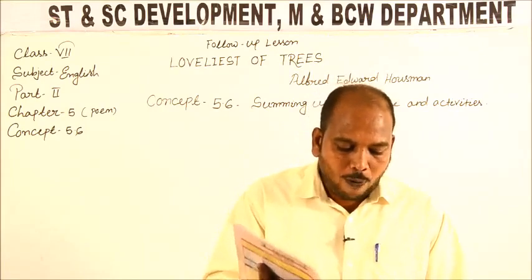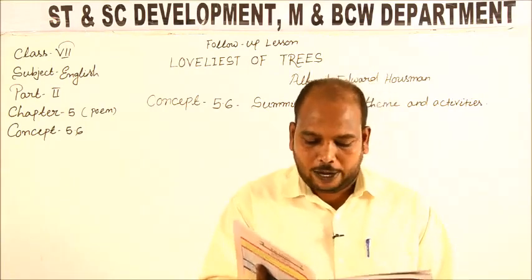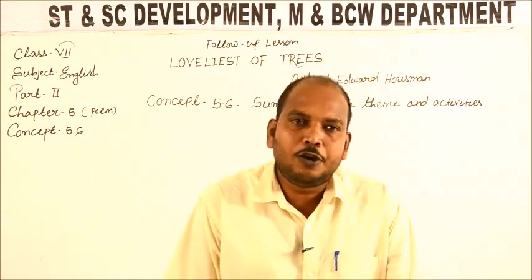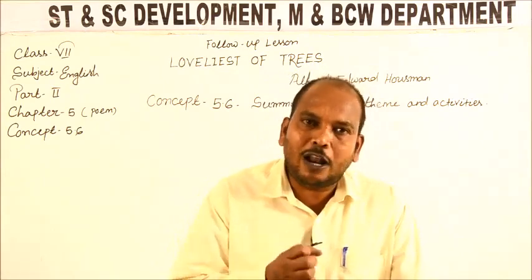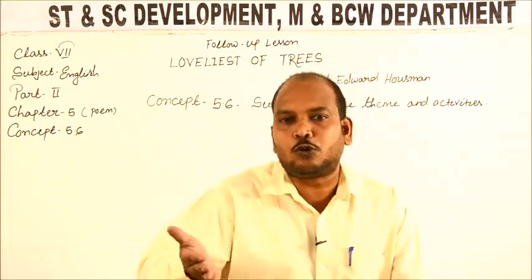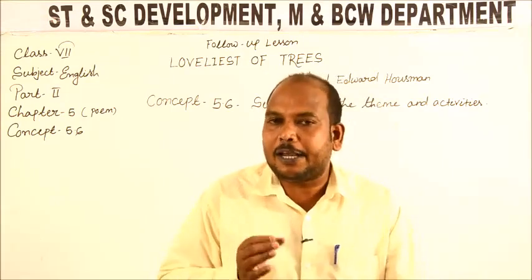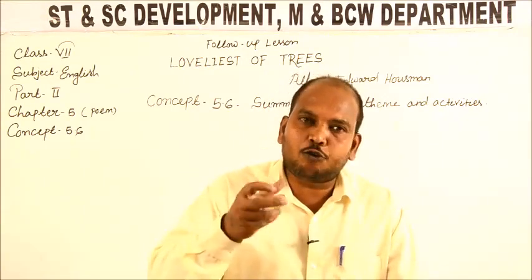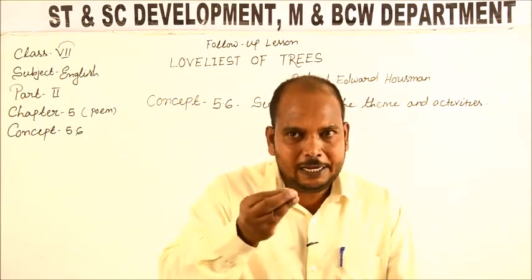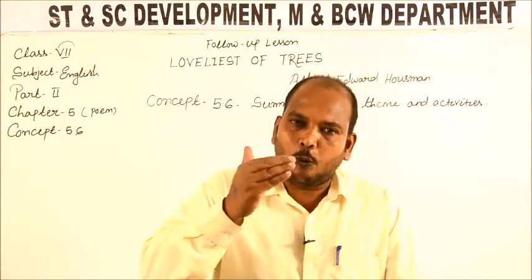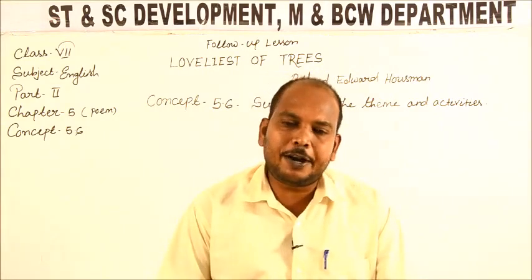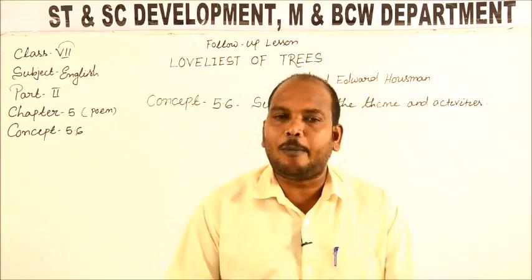Then the last question, why is the poet in a hurry to go to the woodland? Students, the poet is in a hurry to go to the woodland because he does not want to miss the natural beauty of the cherry tree laden with white flowers, and he considers he has only 50 years left and does not want to miss a single year in order to enjoy the natural beauty of the cherry tree. So students, today we have completed the poem Loveliest of Trees.